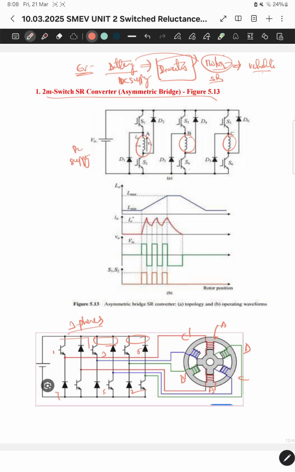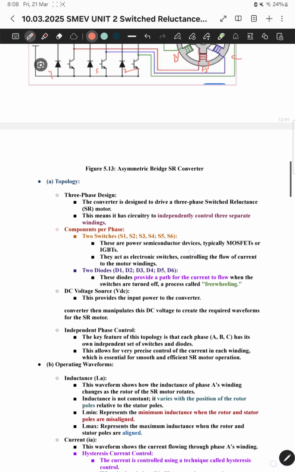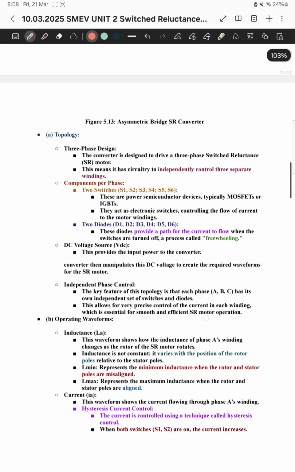And here the major difference is that instead of drawing the motor, I am placing the winding. So we assume that the A phase winding, B phase winding and C phase winding represent the switched reluctance motor windings here. And coming to the topology here, we can use two switches for each phase, and two diodes for each phase here.